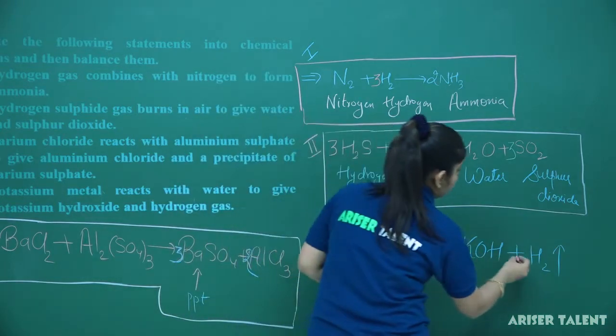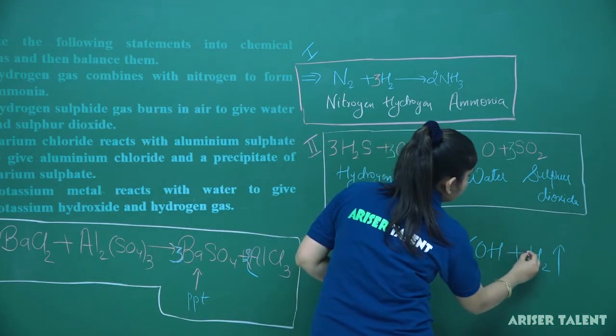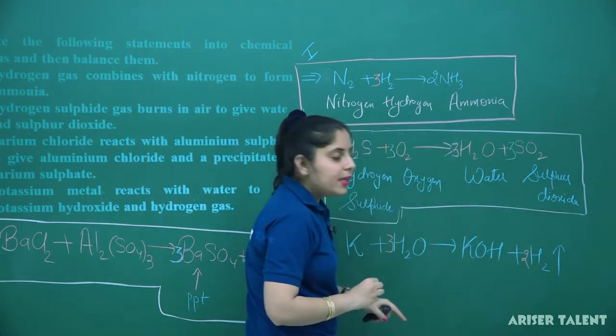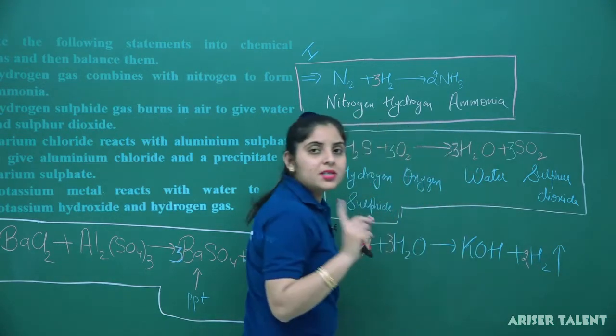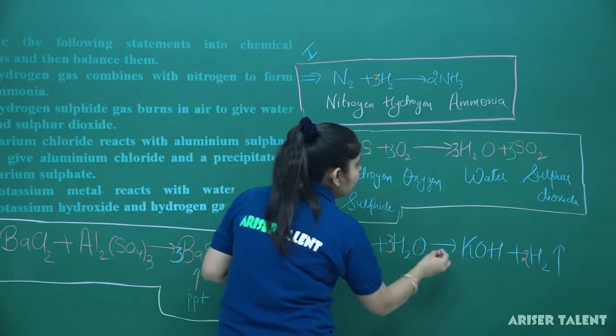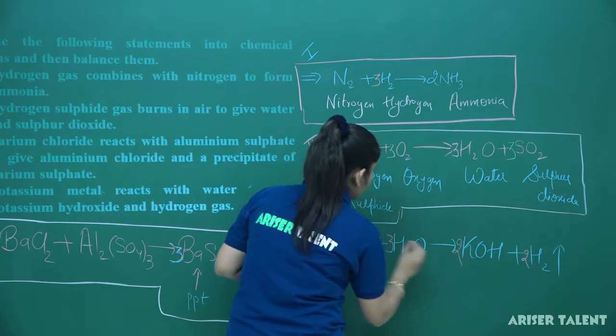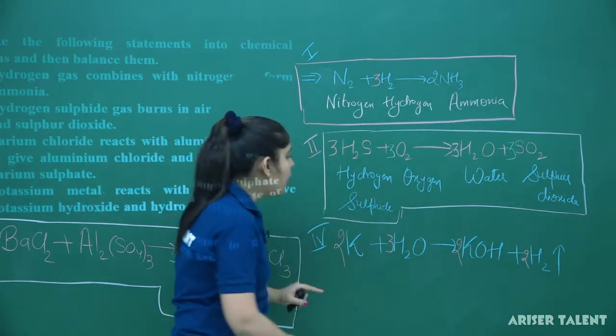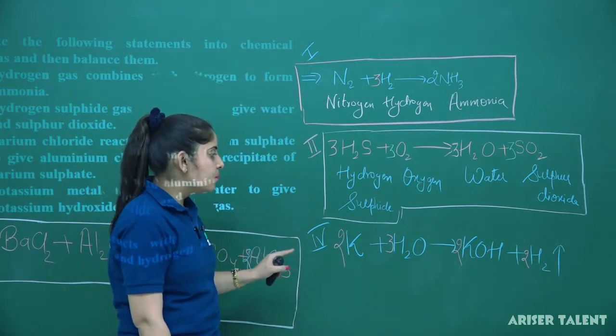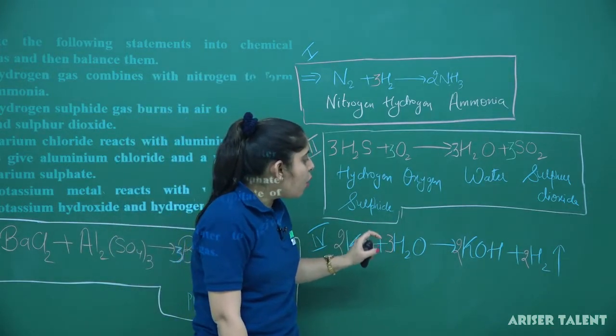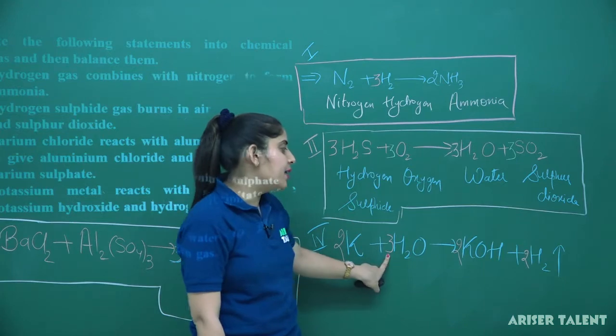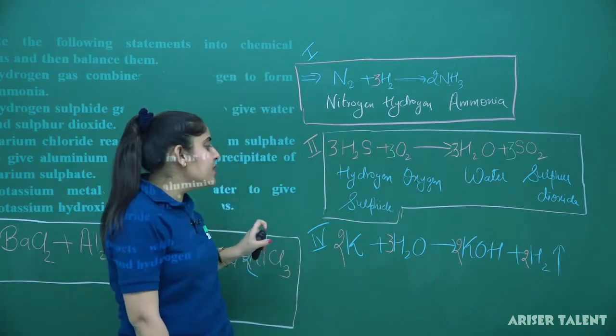Now I have to put 2 over here. 2 into 2, 4, 4 plus 1, 5. Now what will we do? We will put 2 over here and 2 over here. Now potassium is 2, hydrogen is 6, oxygen is 2 and oxygen here is 3. Now this equation is imbalanced.